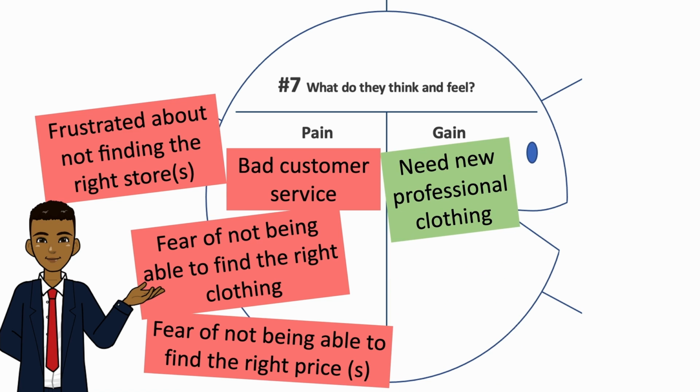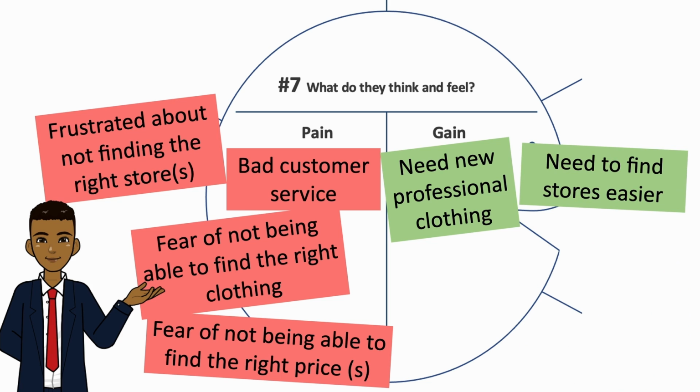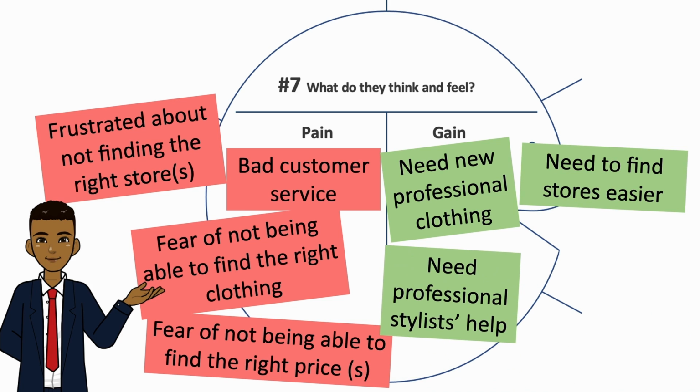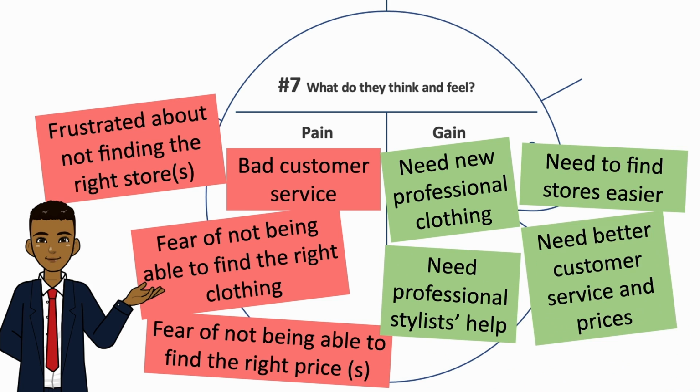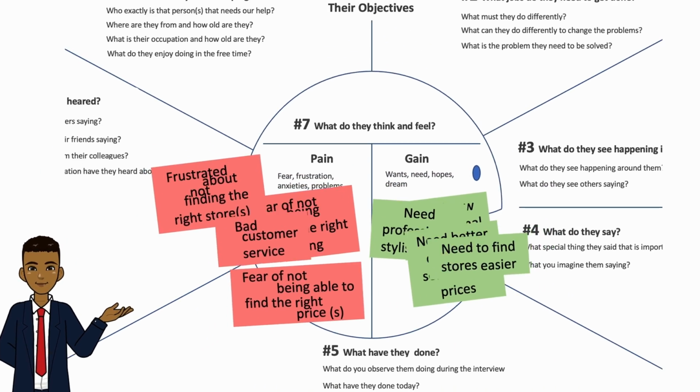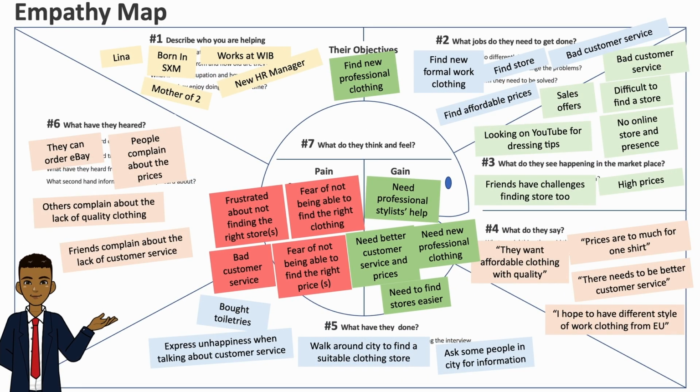And her gain, of course, she needs new professional clothing. She needs to find stores easier. She needs professional stylists and help. And last but not least, she needs better customer service and prices. So these are the things that she would need to help make her feel better concerning her challenges. Alright, so this is basically what an empathy analysis looks like after you got all of this information.